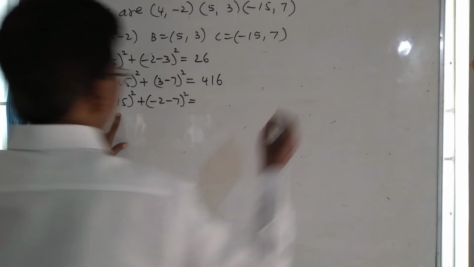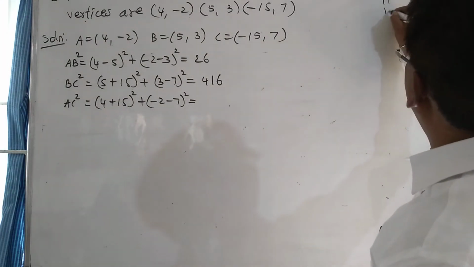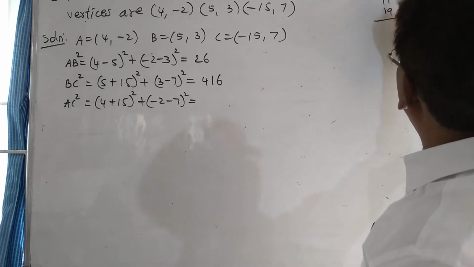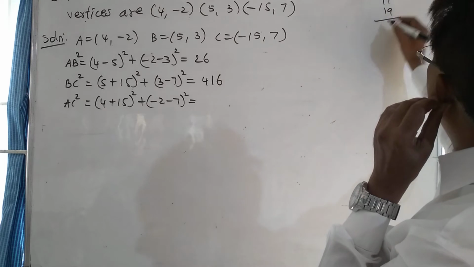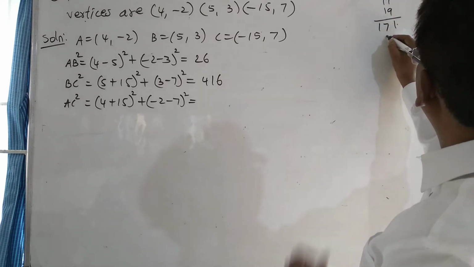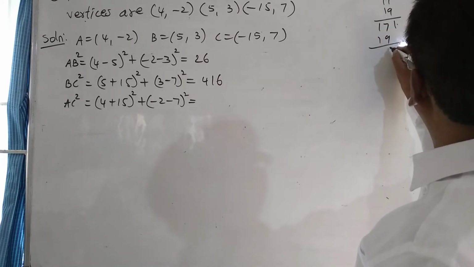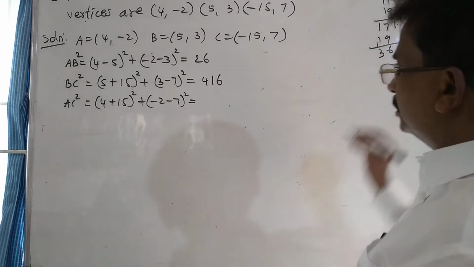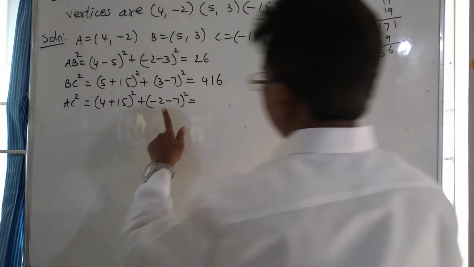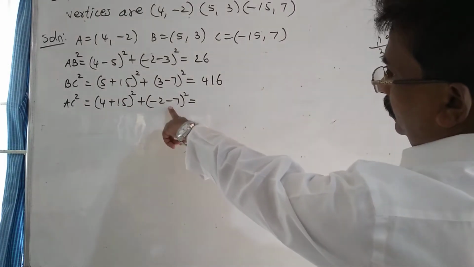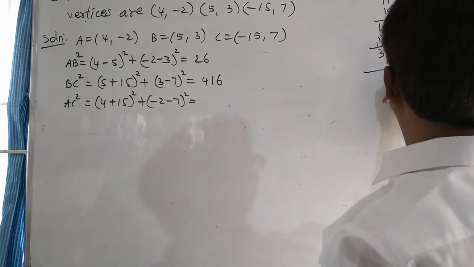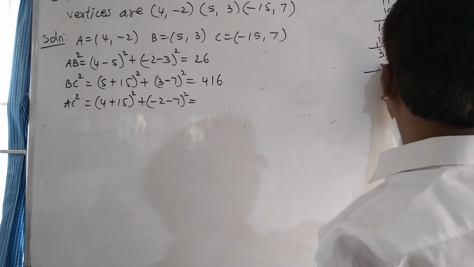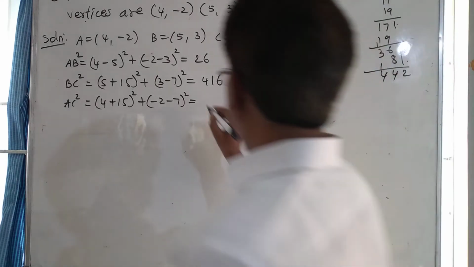This is 19 square. What is 19 square? 19 into 19, 361. Plus 81, which gives 442.